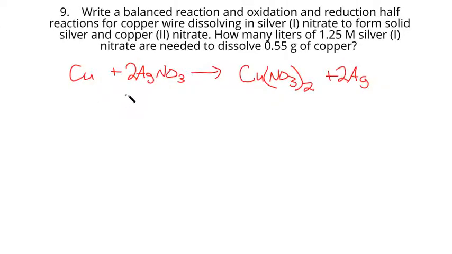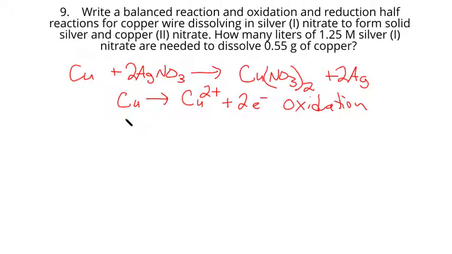Our copper metal goes to copper 2 plus ions, which means there's a 2 plus charge in the products. We need to balance the 2 plus by adding 2 electrons. Since electrons are product, this will be our oxidation half reaction.